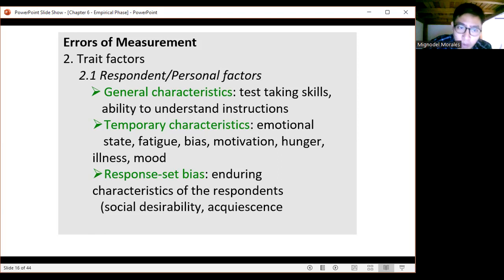So these components, now temporary characteristics, must be lessened in terms of data gathering, because if not, their answers, may it be quantitative or qualitative, will have an effect. Okay, response set bias, enduring characteristic of respondent, social desirability, acquiescence. So again, these are examples of a halo effect, no? Dahil gwapo or maganda yung ini-interview, iba yung approach na. So kailangan walang bias, okay?